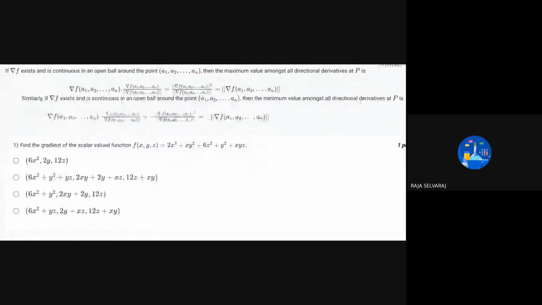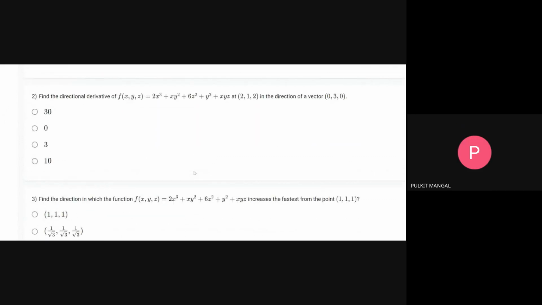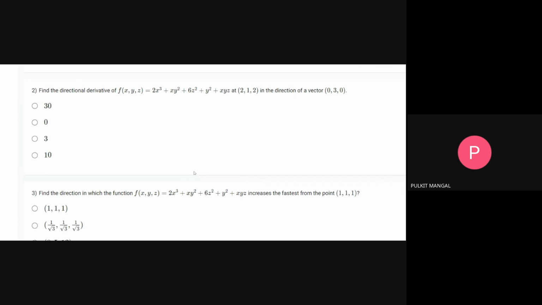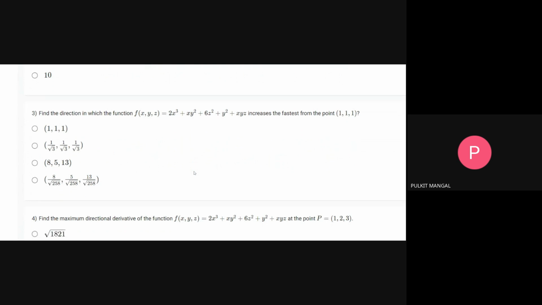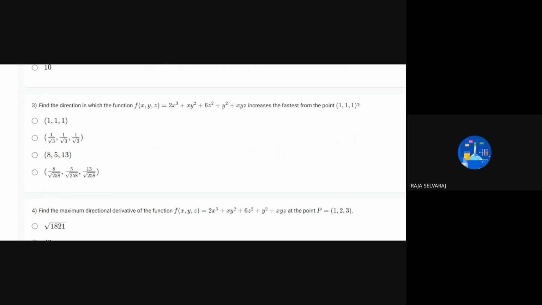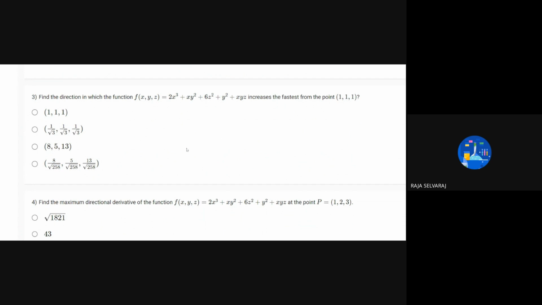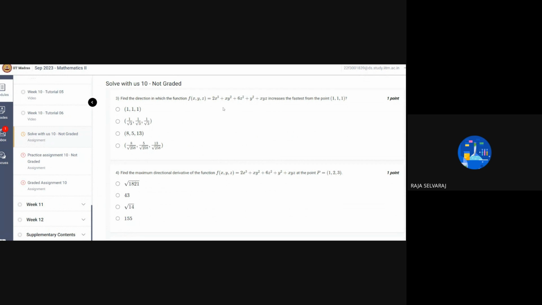Sir, can you go down? This one itself, the second question. Can you go down below? Yeah, this third or second? Which question? Here, any one of the questions here. Here you are finding the divided by the modulus. We are finding it, right? The direction only is asked.